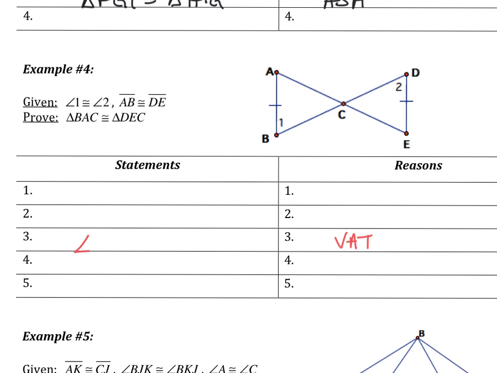Remember, you have to use 3 letters. Angle ACB is congruent to angle DCE. So if you're going to do vertical angles, you got to use 3 letters, because angle C has 4 angles. So be specific there. All right, so we're good with that one. Given, vertical angles, AAS. All right, let's go down to the bottom.